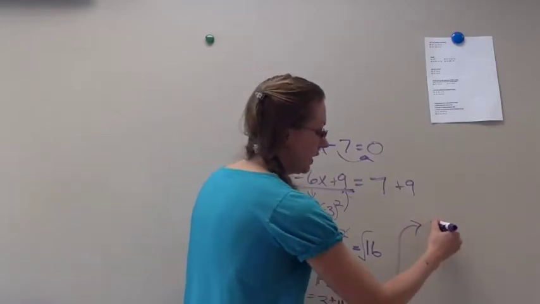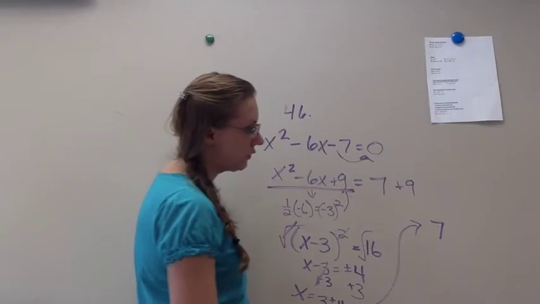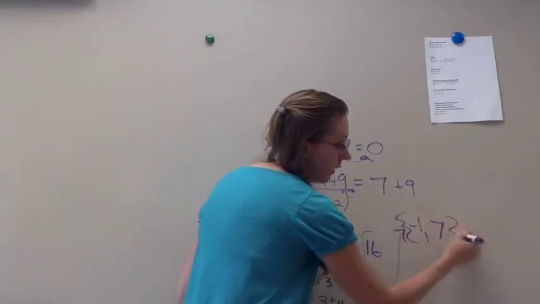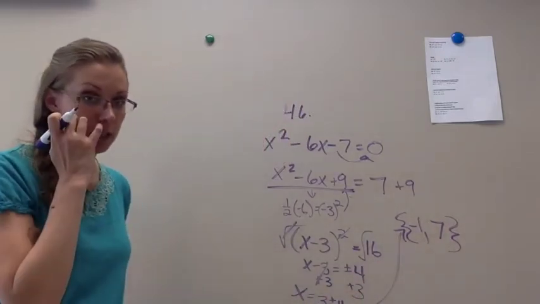3 plus 4 is 7. 3 minus 4 is going to be a negative 1. Remember, solutions can be written like this in your curly brackets if you need to.